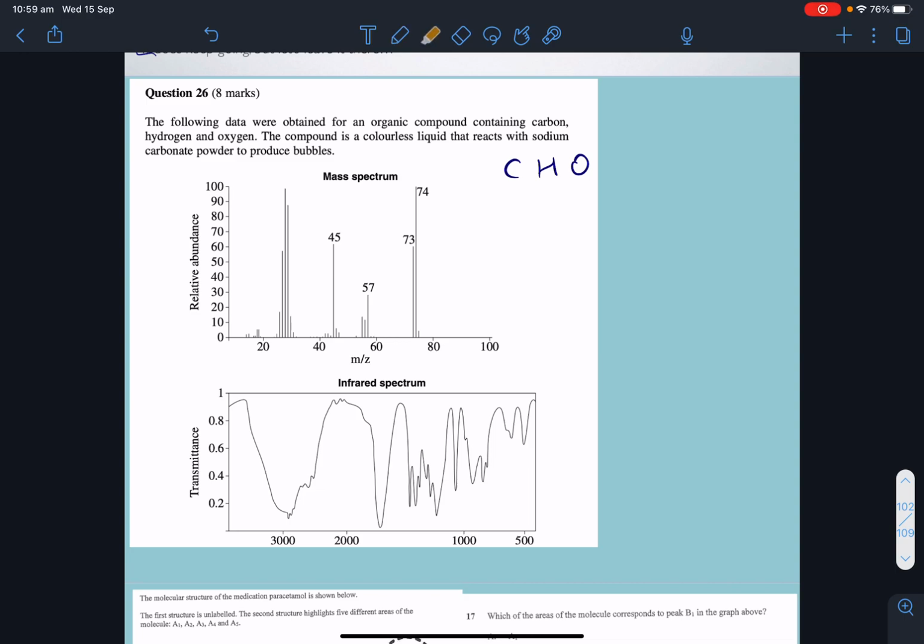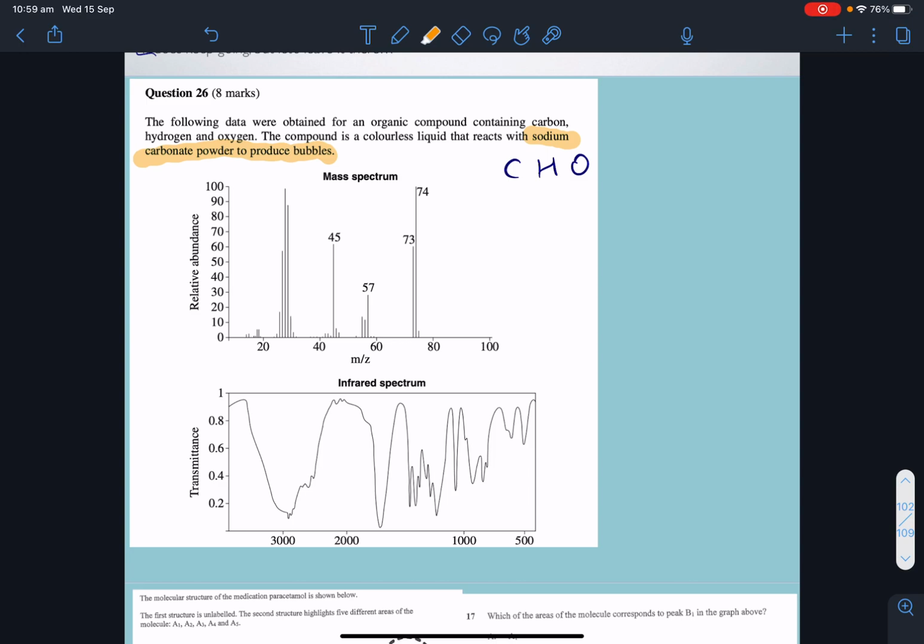I love that clue. Okay, so they've given you a word clue here. Sodium carbonate powder. So it reacts with the carbonate to produce bubbles, or carbon dioxide. So we've got an acid, okay? If we've got an acid with carbon, hydrogen, and oxygen, we've got an organic acid. And we've got a carboxylic acid. So they're telling us it's a carboxylic acid, okay?